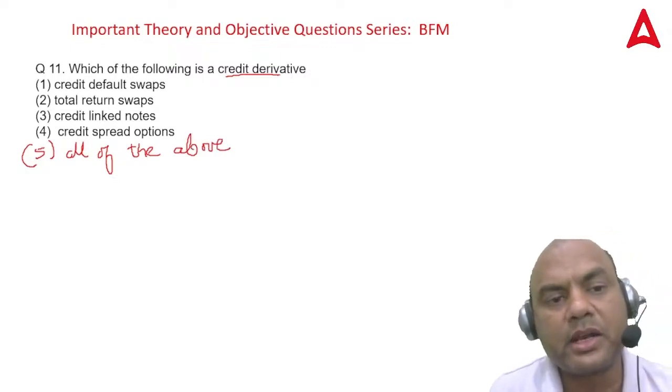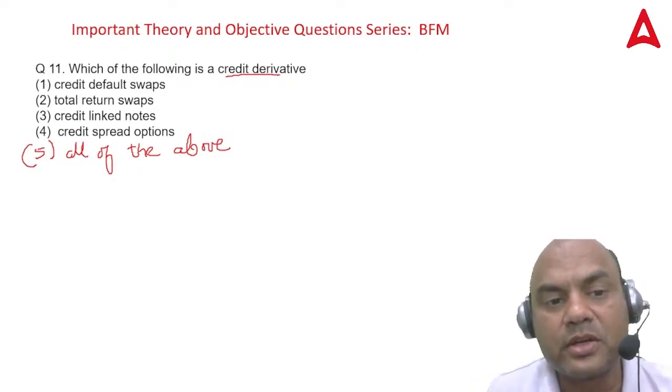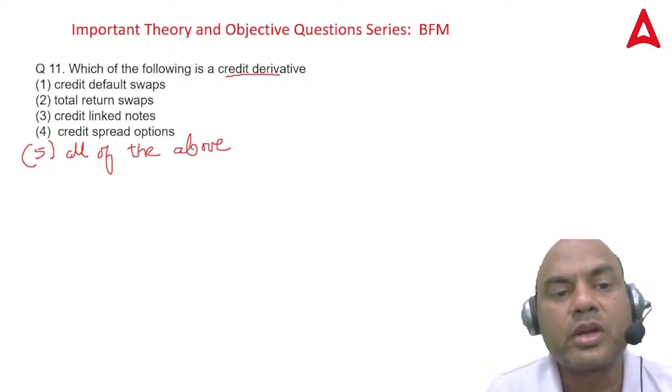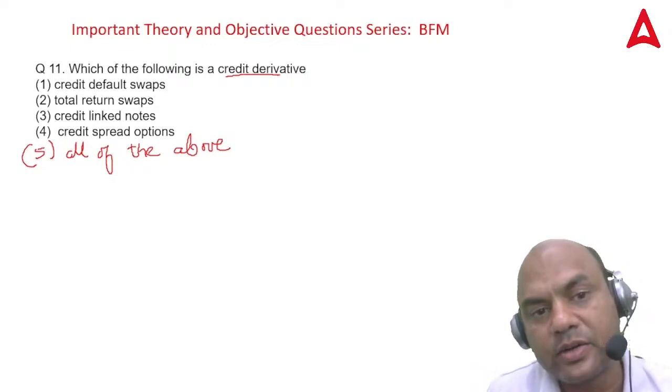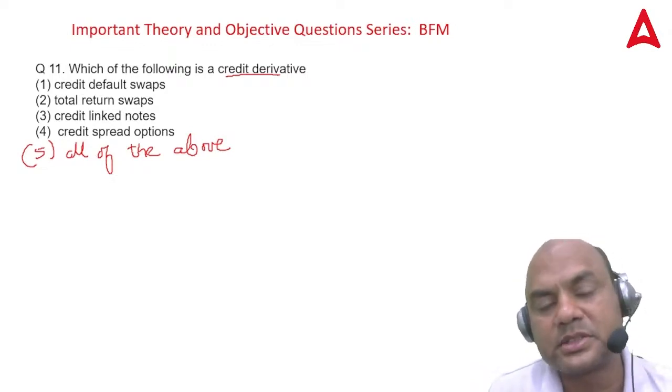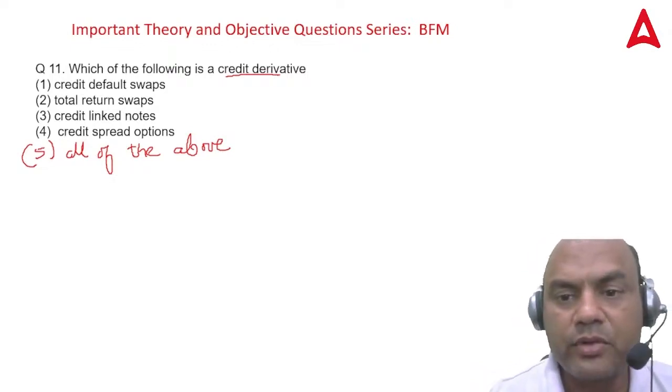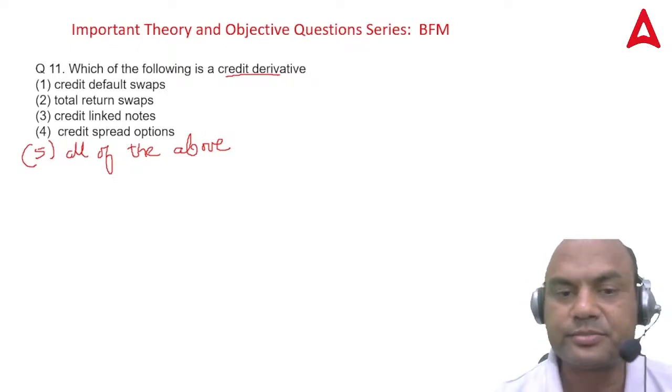Which of them are credit derivatives? I'm getting this from various students. Sir, fifth option is not there. Because all of them are derivatives. So credit default swap is a derivative. Total return swap is a derivative. Credit linked note is a derivative. Credit spread option is a derivative. So that's why all of the above is the answer. Okay. Got it, everyone? All of the above is the answer. Clear?